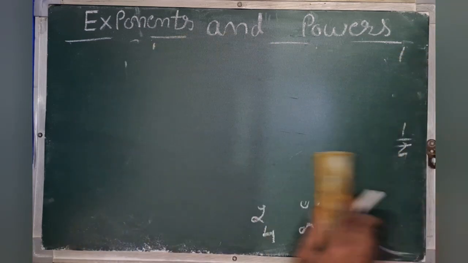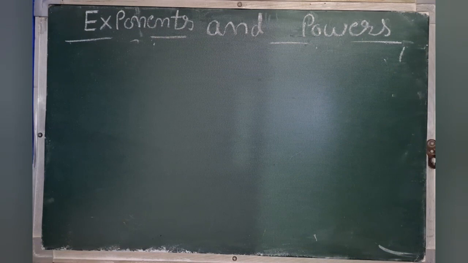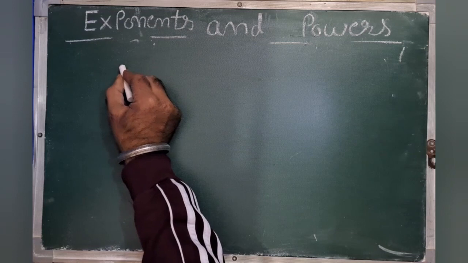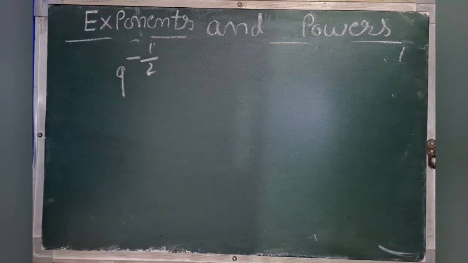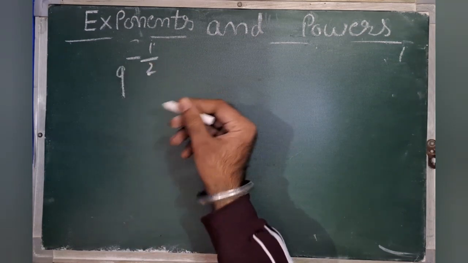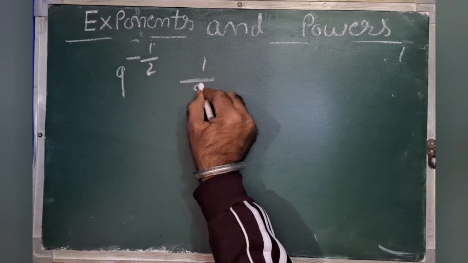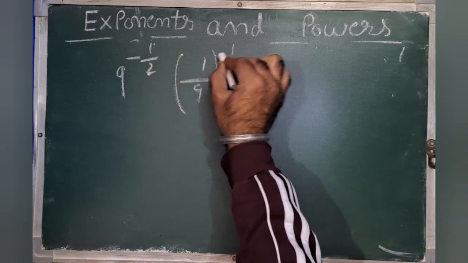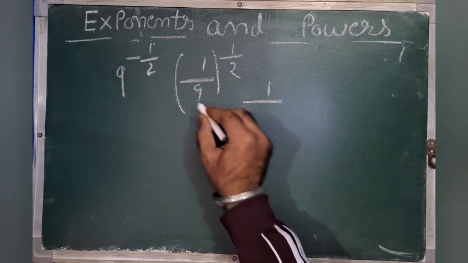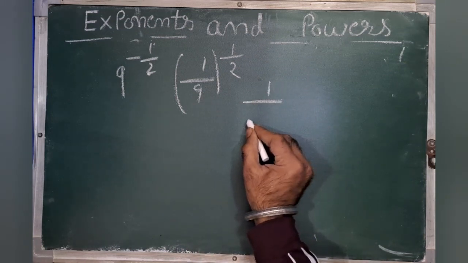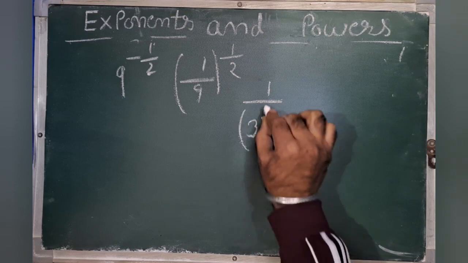More examples. Now we discuss one in which the exponent is a fraction but negative, like 9 power minus 1 by 2. When the exponent is in negative form, what do we do? We have to take the reciprocal of the base. Now 9, what is the reciprocal of 9? 1 by 9. And this power will become positive. Right? Now 1 upon, how do we use the 9? 9 we can write as 3 power 2, then whole power 1 by 2.